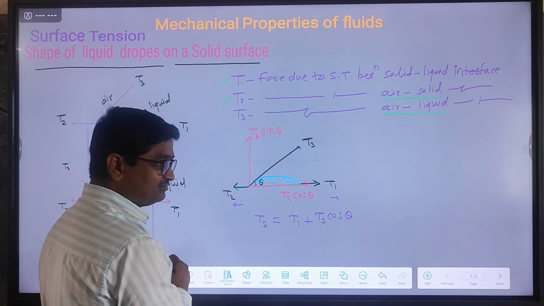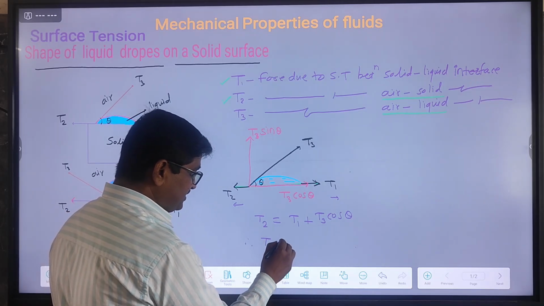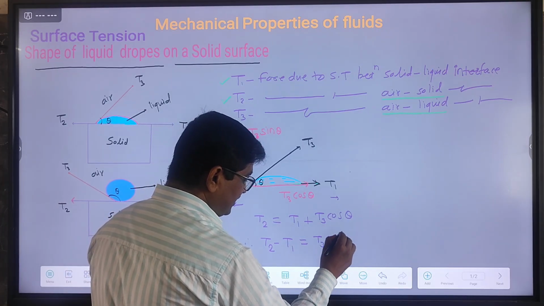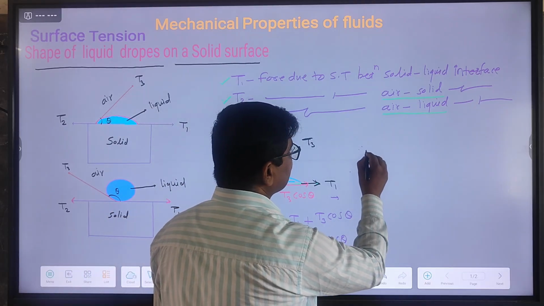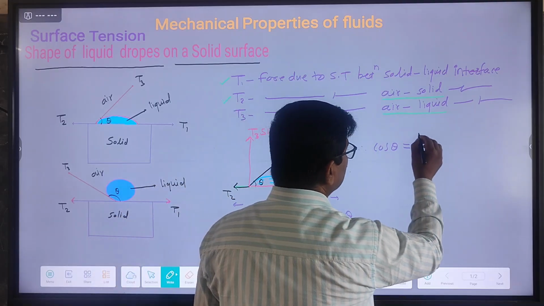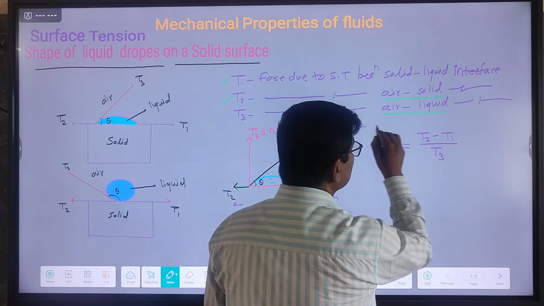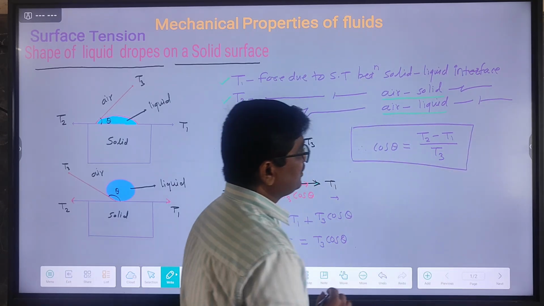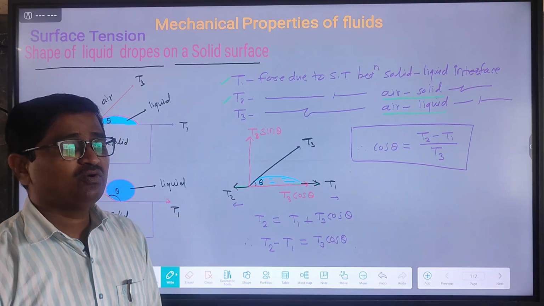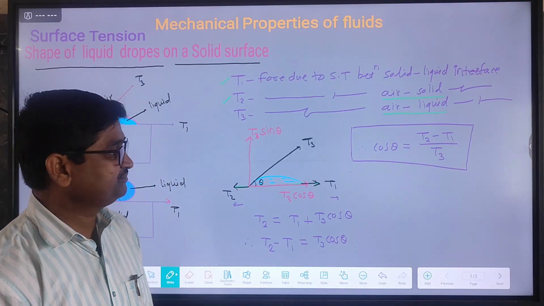Now we take T1 to the other side of the equal sign, so we get T2 minus T1 equals what remains, T3 cos theta. With the help of this, we finally find the value of cos theta. So cos theta is equal to T2 minus T1 divided by T3. This is a very important formula for the shape of liquid drops. Now cos theta is equal to T2 minus T1 divided by T3, and with the help of this formula we try to solve the different cases according to the concept of angle of contact.